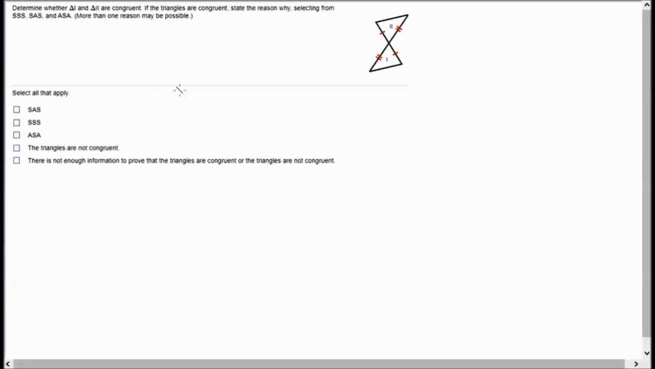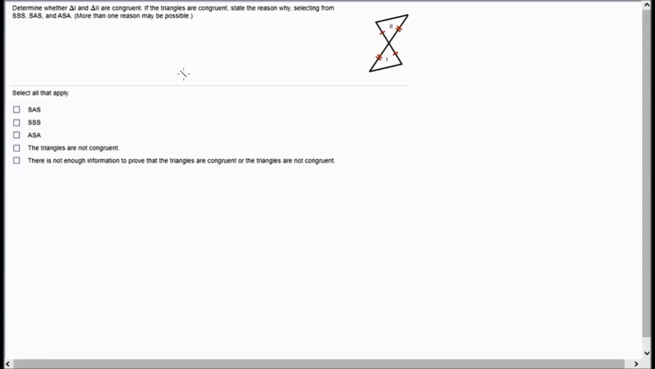Alright, so we're going to continue on with SSS, SAS, or ASA. And here I think you can see we have these two sides, and of course the matching angle in the middle. So this is clearly side angle side right here. This is the one I would choose because those two angles are the same in these two sides, and that's the included angle between two sides.